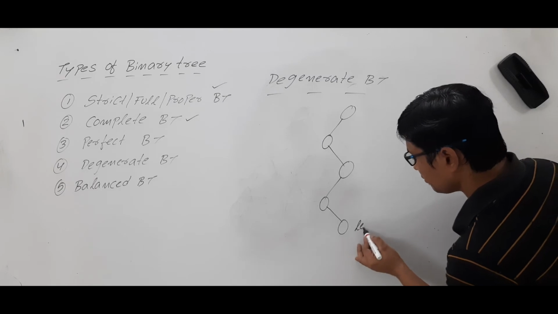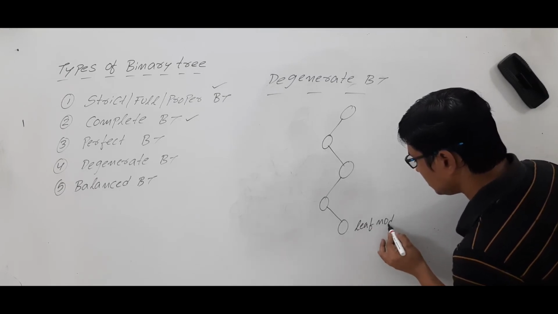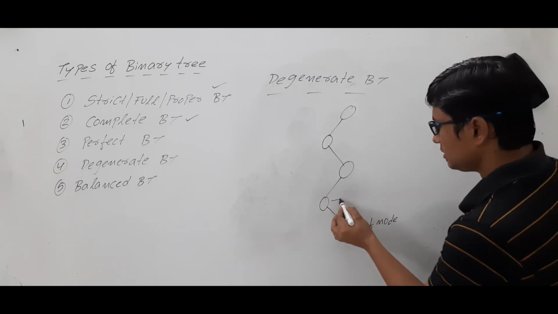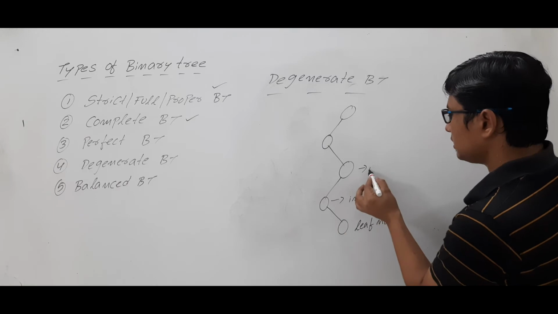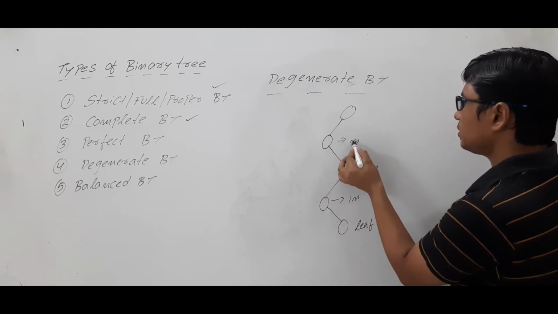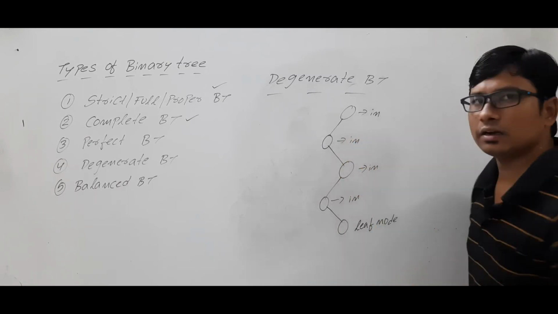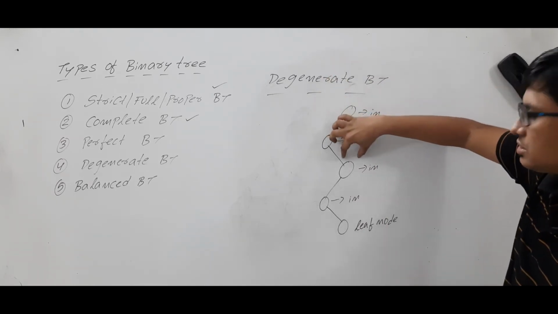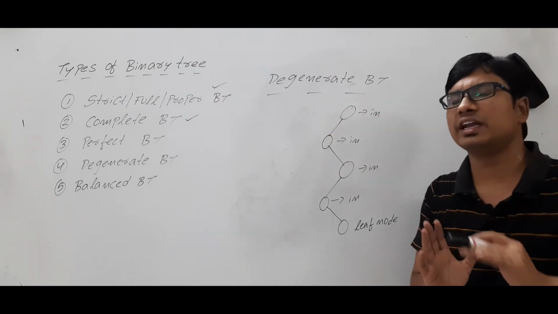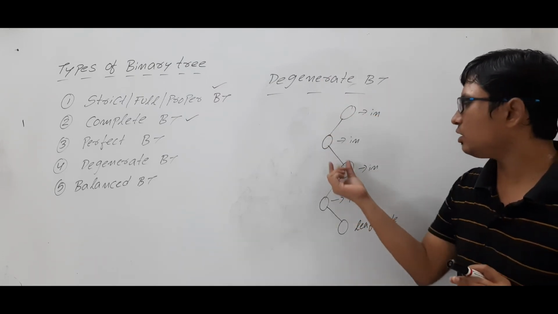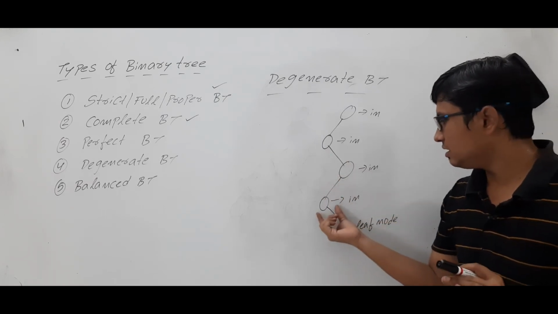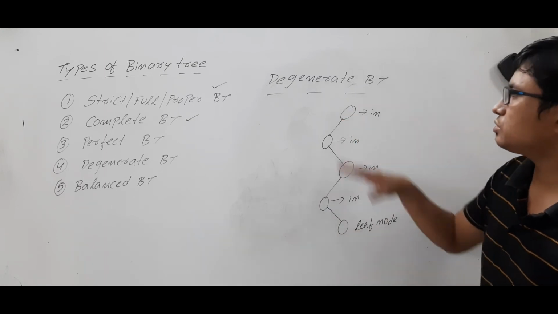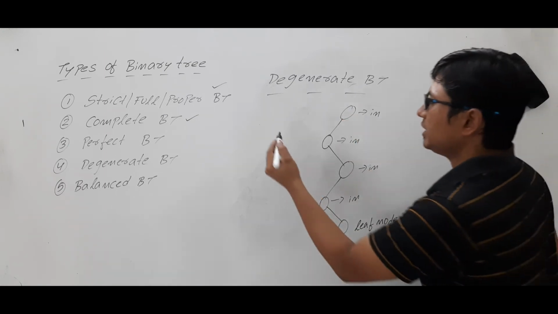This is a leaf node. First you need to identify the leaf nodes, and the rest of the nodes we can call internal nodes. This is an internal node, this is an internal node, this is also an internal node, this is the root node and also an internal node. Now if you look at all the internal nodes, this one has a single child, this one has a single child. Whether it is a left child or right child, we do not bother, but the internal node should have only a single child. This one also has a single child, but it is a leaf node, so no problem. So this one I can call a degenerate binary tree.